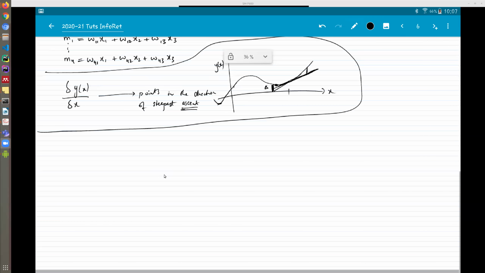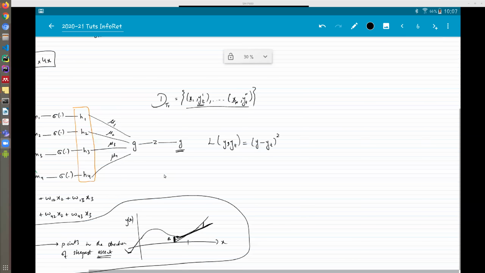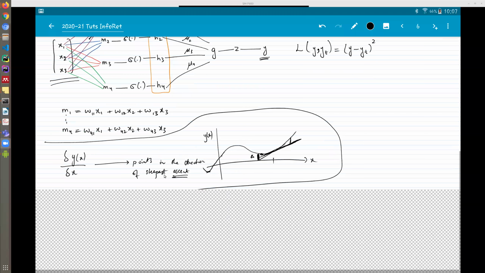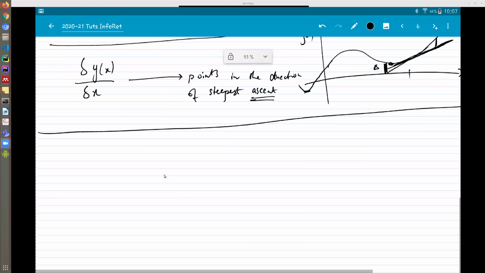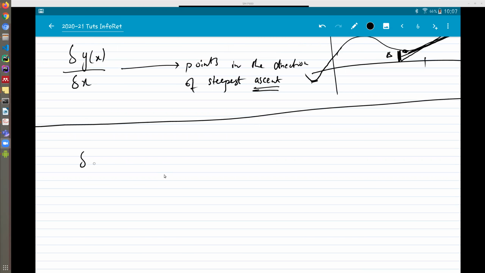Now, suppose we need to find the derivative of the loss with respect to mu11. That means we want delta of L with respect to delta of W11. So we want to update W so that it minimizes the loss. We will do this with all the variables, updating them one by one so that collectively they target the direction that minimizes the loss function. So this becomes equal to delta over delta W11, and the loss is y minus y true squared.